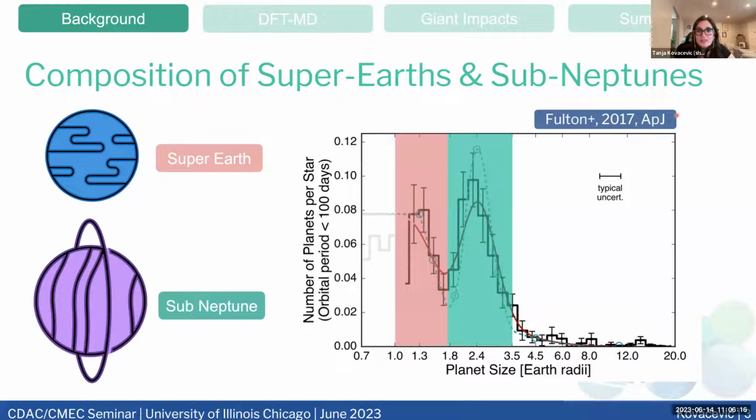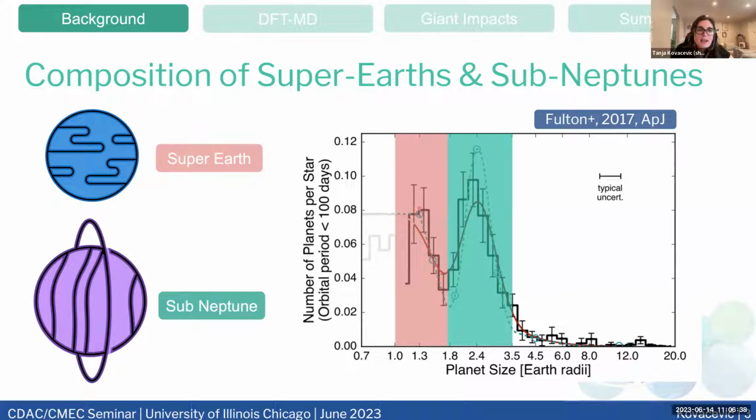Fulton in 2017 plotted the distribution. So the exoplanets that we had, they filtered them a little bit just to look at certain exoplanets, ones that were certain sizes, up to Neptune size. They plotted it with respect to Earth radii. And you see that there are these two bumps here. So that's called a bimodal distribution.